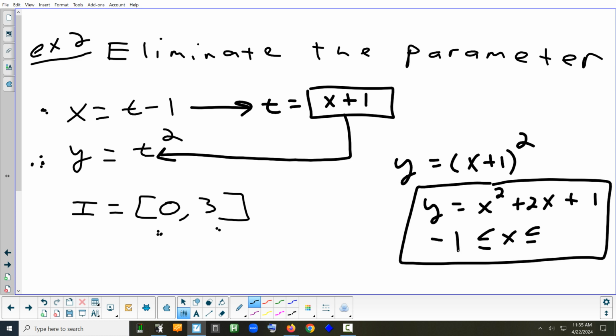What number controls where we're going to stop? 3. So remember, 3 is not where you stop. It's the number that you plug in to find out where you stop. So now take 3 and fill it in. What's 3 minus 1? 2. So basically what this is going to look like is a section of a parabola. Might look something like that. It's not the whole parabola. It's just a section.